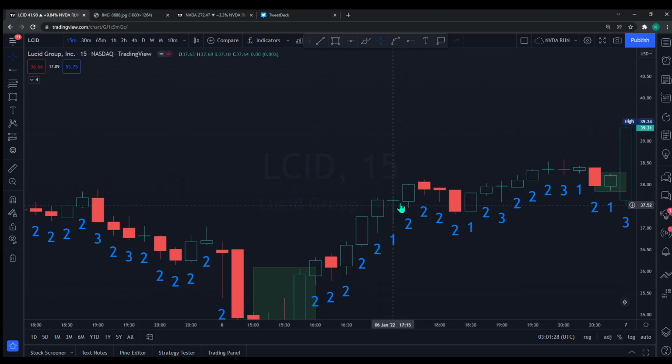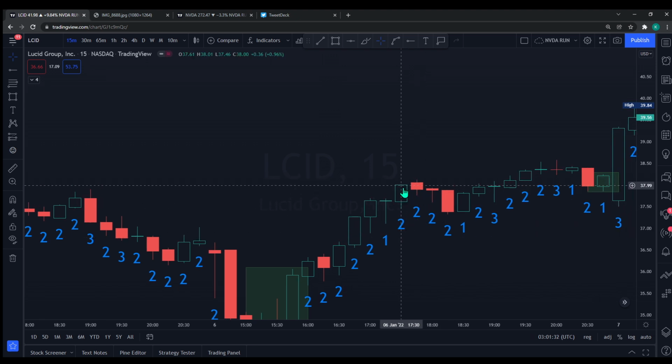You see another inside candle here. Play the break of that. Okay. Now this right here would be a 2-2 reversal. This candle is red, but obviously still not exiting. Remember, our stop is right there.